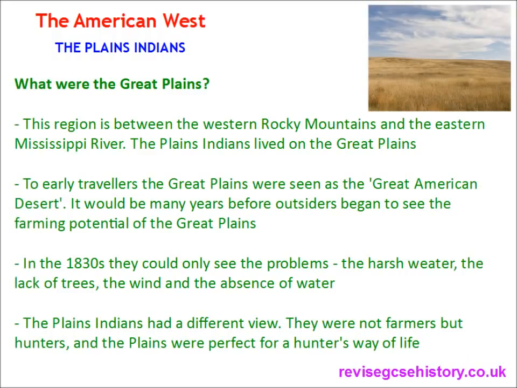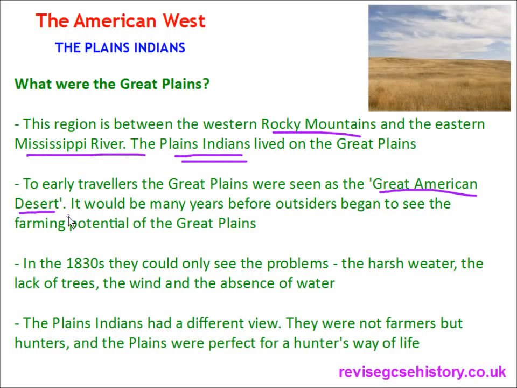Okay, so what were the Great Plains? We've just had a look at the map, but let's have a look at some key details you need to be aware of. So the region is between the western Rocky Mountains and the eastern Mississippi River. The Great Plains were lived on by the Plains Indians. We're going to look at these more in other videos in this topic and a bit later on in this video today. To the early travellers, the Great Plains were seen as the Great American Desert. That's what they called the Great Plains, the Great American Desert. We're going to look at why they called it that in a minute.